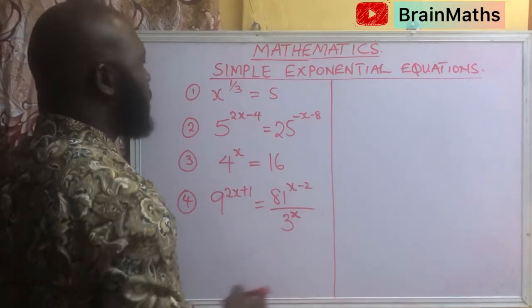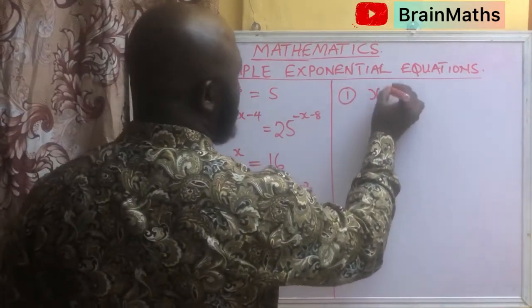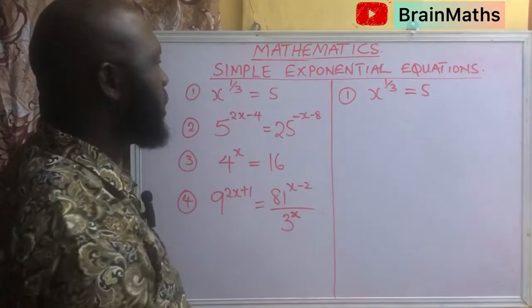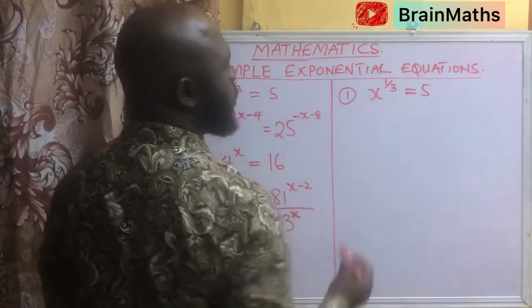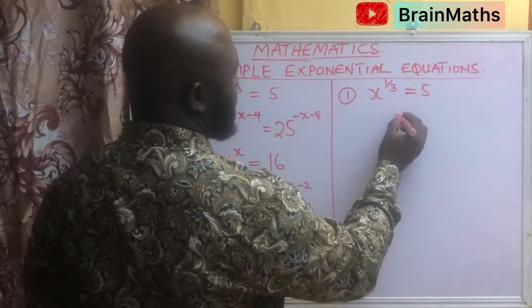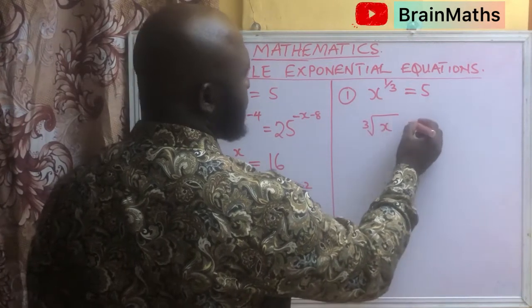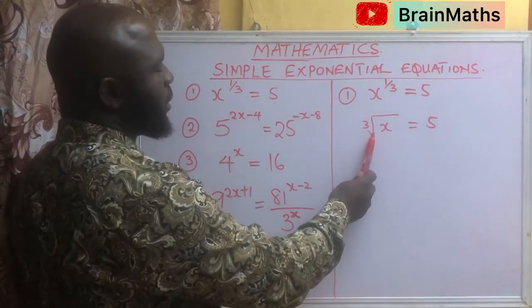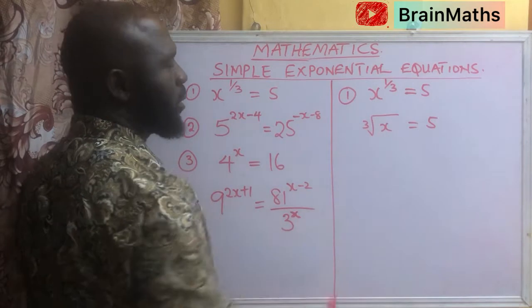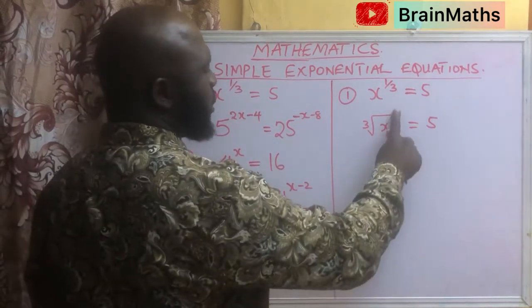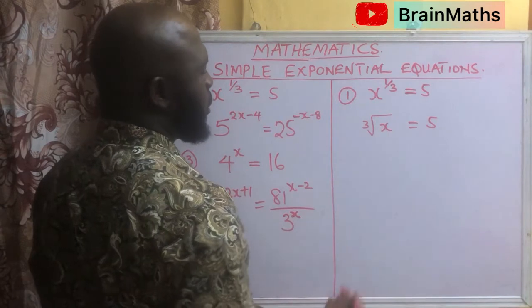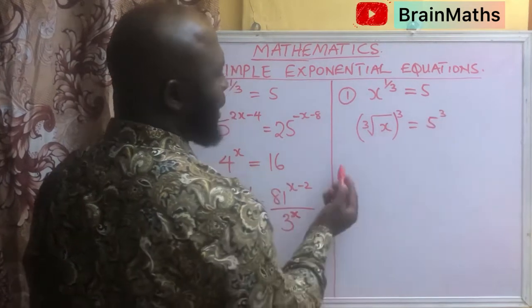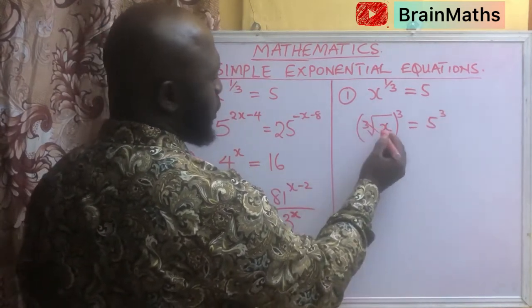Question number 1 says x raised to power 1 over 3 equals 5. Now, if we are to approach this, we can rewrite x raised to power 1 over 3 as the cube root of x, which is equal to 5. We are trying to eliminate this cube root to get the value of x. So we have to introduce the power of 3, cube, to both sides in order to eliminate these cube roots on this side.